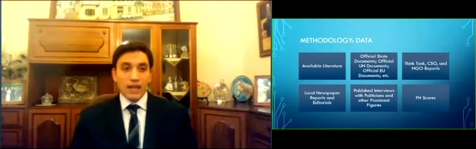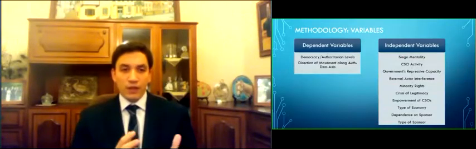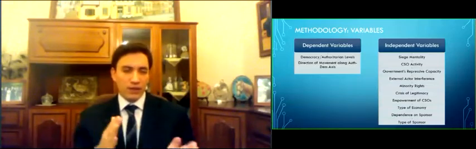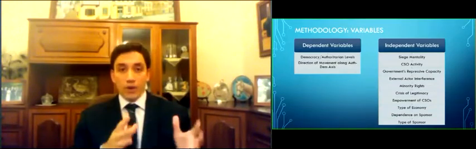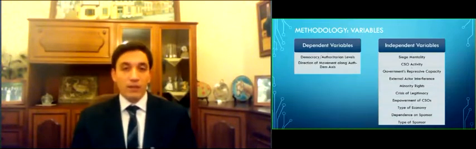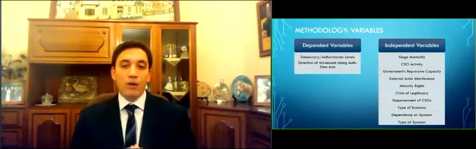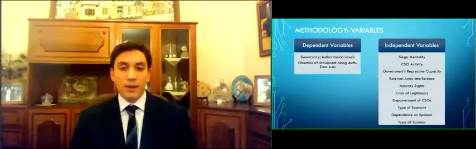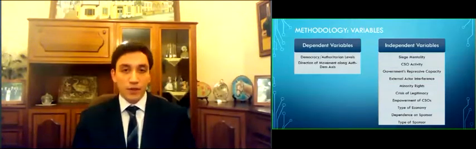So the variables I looked at, dependent variables, were democracy authoritarianism levels and the direction of movement along the democracy authoritarianism axis, if you will, over time. Independent variables included siege mentality, CSO activity, government's repressive capacity, external actor interference, minority rights, crisis of legitimacy, empowerment of CSOs, type of economy, dependence on sponsor, and type of sponsor.